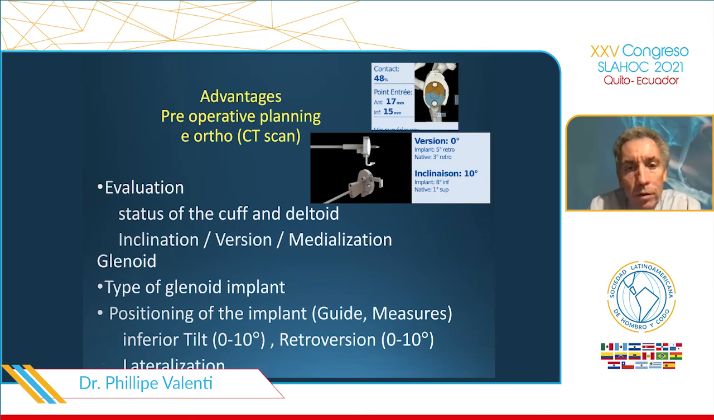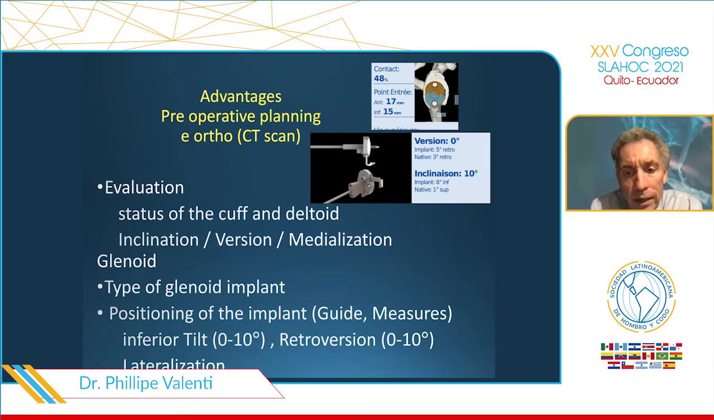So with the software, we evaluate the status of the cuff and the deltoid. We evaluate the inclination, the version, the medialization, the degree of posterior subluxation of the humeral head. And we choose with this software the type of the glenoid component.